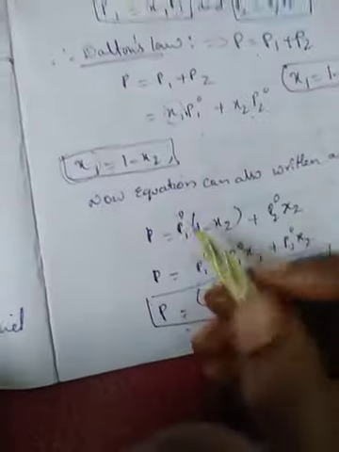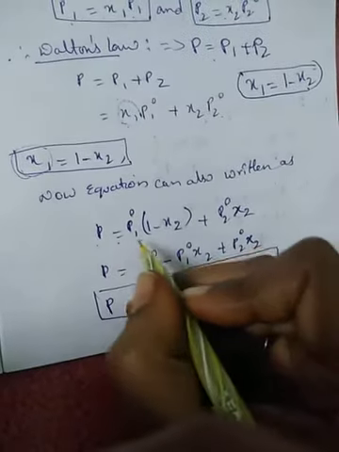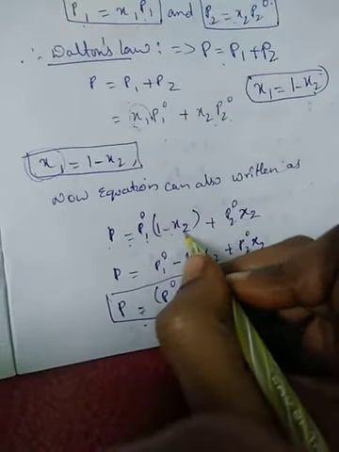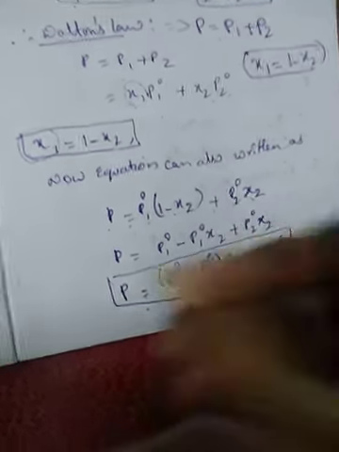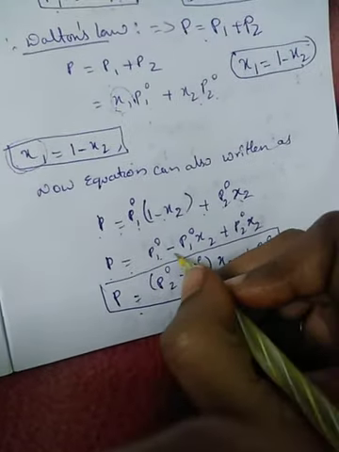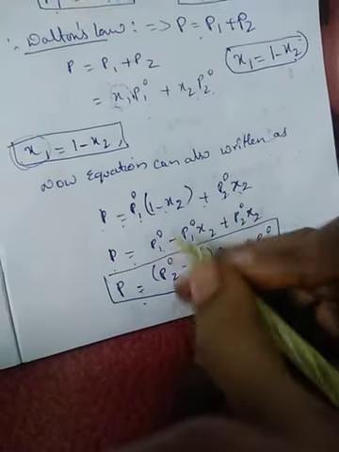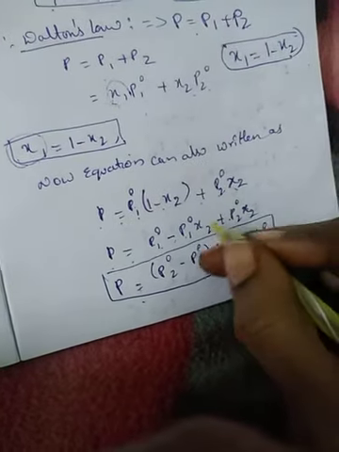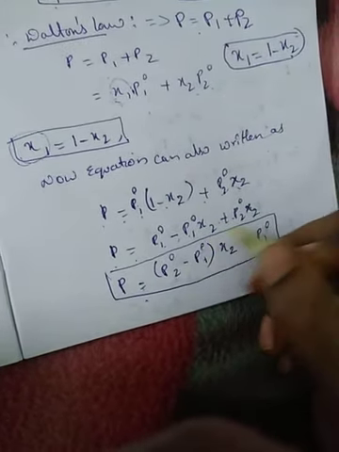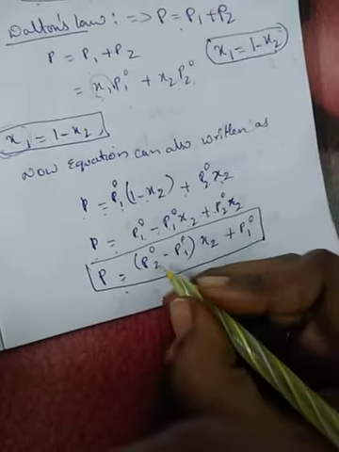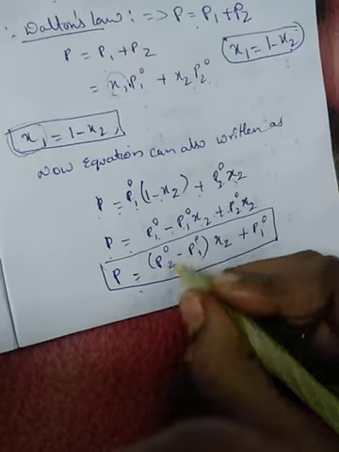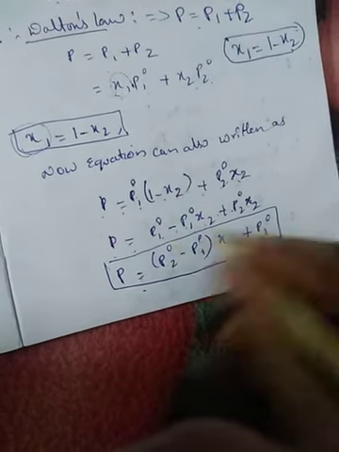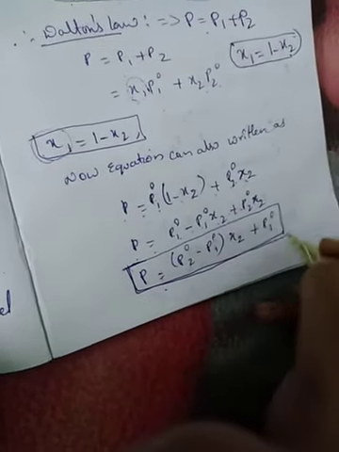Now the equation can also be written as P is equal to P1 naught (1 minus X2) plus P2 naught X2. Next, P is equal to P1 naught minus P1 naught X2 plus P2 naught X2, multiplying it out. Taking X2 common, we get P2 naught minus P1 naught, times X2, plus P1 naught. So this is the final equation of the vapor pressure of a given solution.